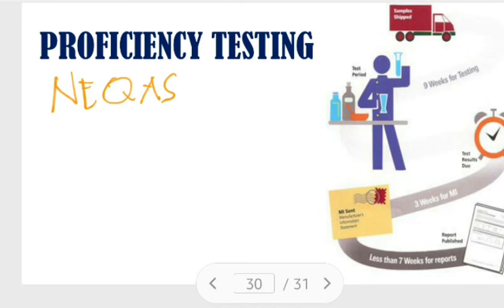Proficiency testing allows each laboratory to compare and evaluate test results with those laboratories that use the same methods. Data are returned to the laboratory with comments and recommendations. The ultimate goal of proficiency testing is to assure clinicians that patients' results are accurate.